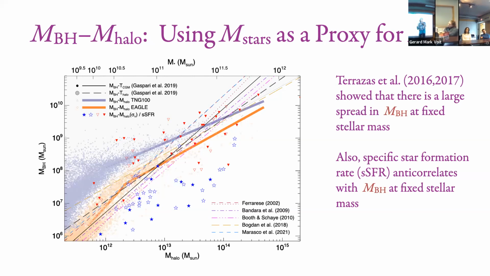That's a sequence of declining specific star formation rate. And there's a very clear anti-correlation between black hole mass and specific star formation rate at fixed stellar mass. And that seems to indicate that black hole mass growth is shutting off star formation. This is consistent with the picture. But it also says, beware of using stellar mass as a proxy for black hole mass.